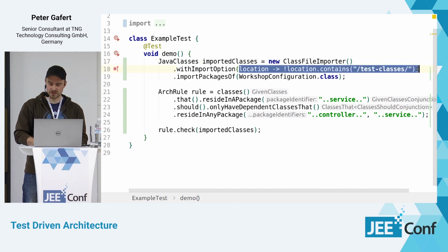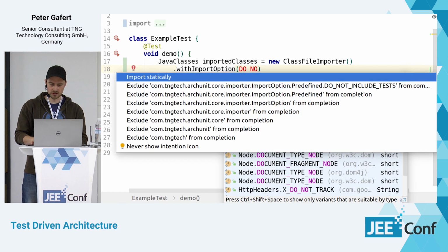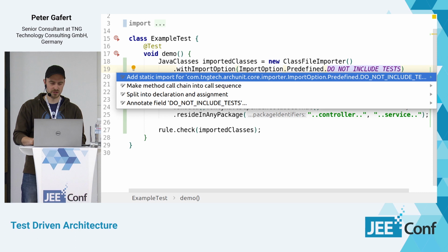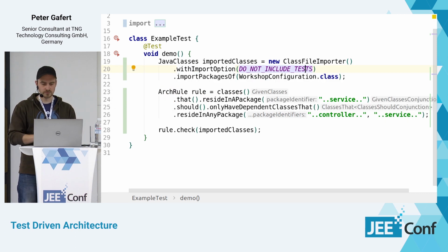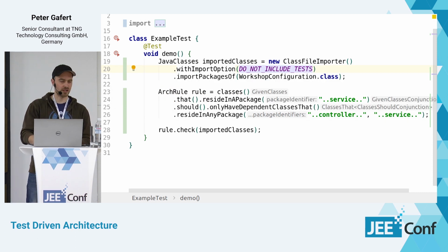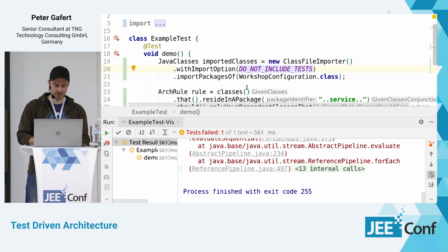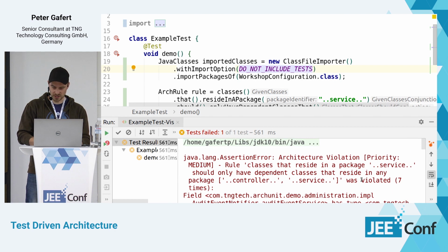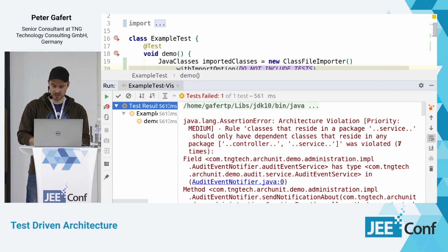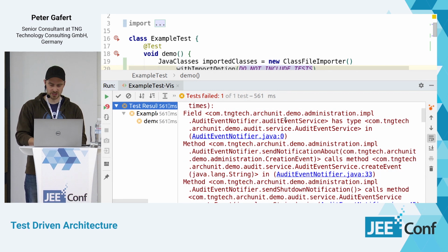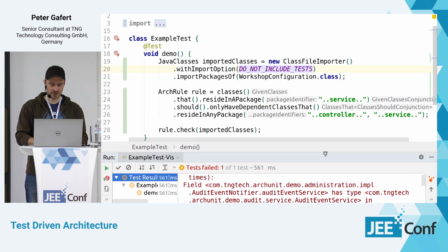But since this is so common, this is already predefined, so I can just say I want the predefined option DoNotIncludeTests. And this is adjusted so it would work with Maven and Gradle. If it does not match for you, you have to implement this interface in here yourself. Okay, and then we have only 7 violations and not 35 like before. And it's only this administration stuff here that we should think about.